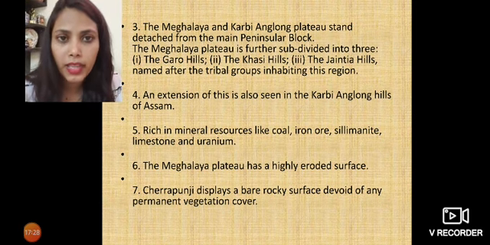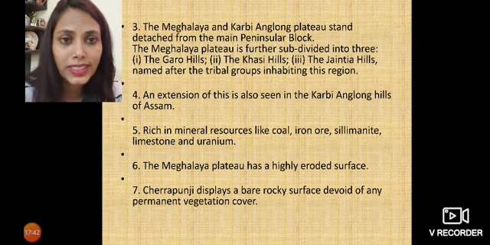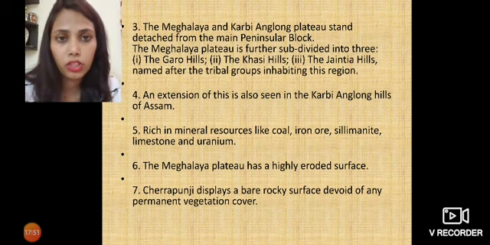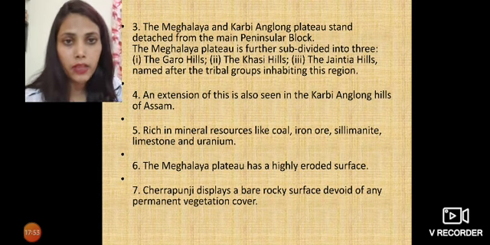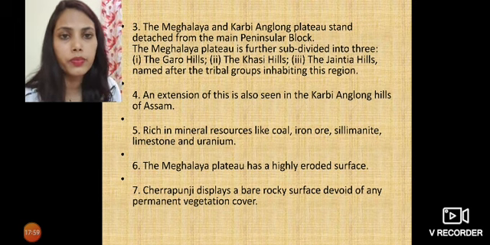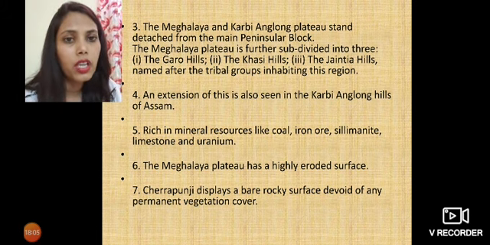Meghalaya and Karbi Anglong Plateau, so these are two plateaus of the Northeastern Plateau. Then this area is rich in coal, iron ore, sillimanite, limestone, uranium. Like we just discussed that the Central Highlands are rich in metamorphic rocks like marble, slate. Then this region also has a highly eroded surface. See, plateau region of any country will always be eroded, very old, very stable. Plateaus are always old, stable, eroded surface. Cherrapunji displays a bare rocky surface devoid of any permanent vegetation. There is no vegetation in Cherrapunji in this plateau region.